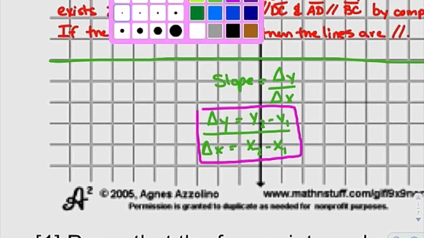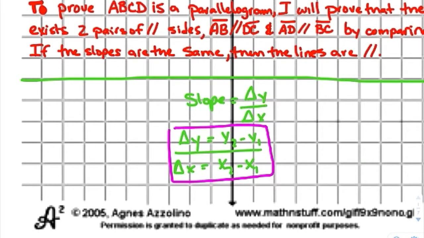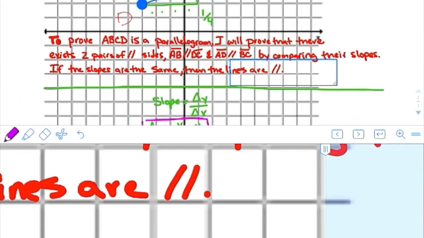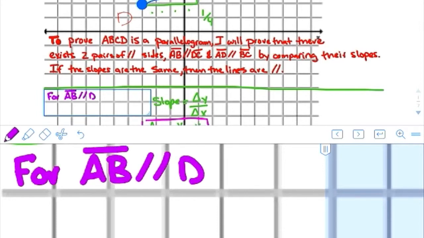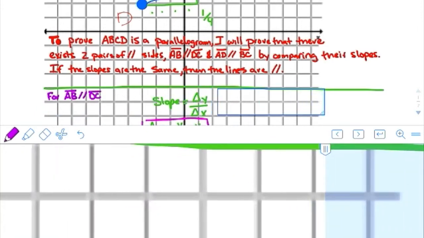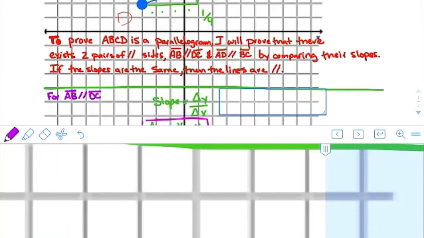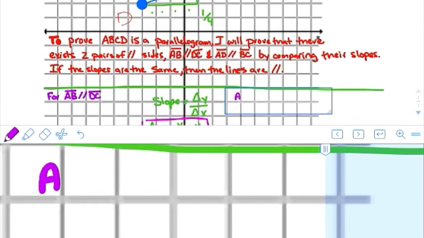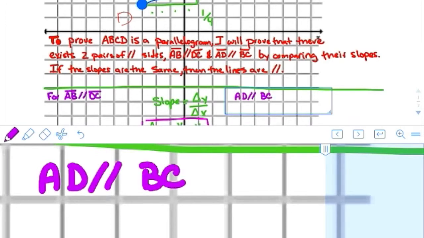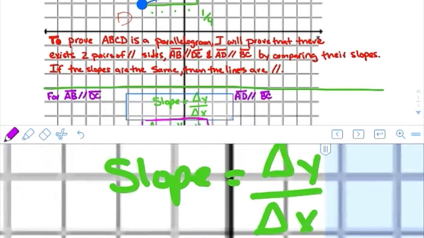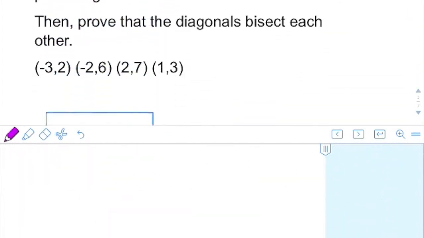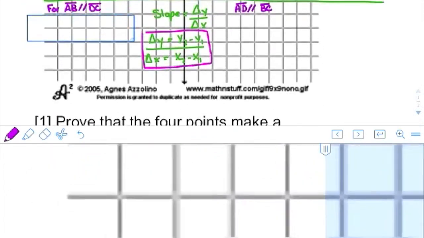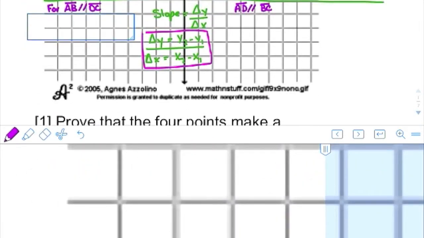So let's go ahead and make this side. Let's make this side for AB parallel to DC. And we'll make the side over here AD parallel to BC. And so I already told the reader that I'm intending to show the slopes are the same. So what I need to do is actually grab some points here.